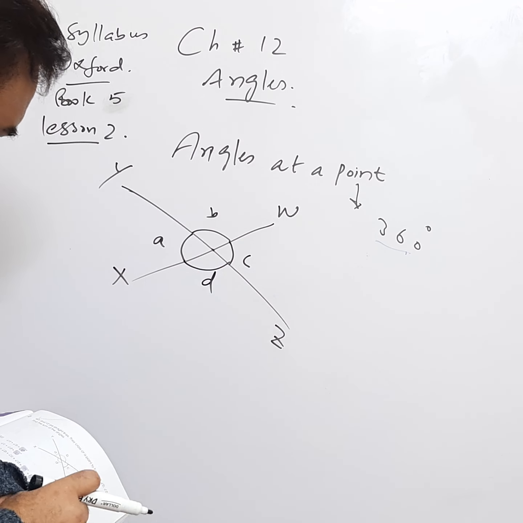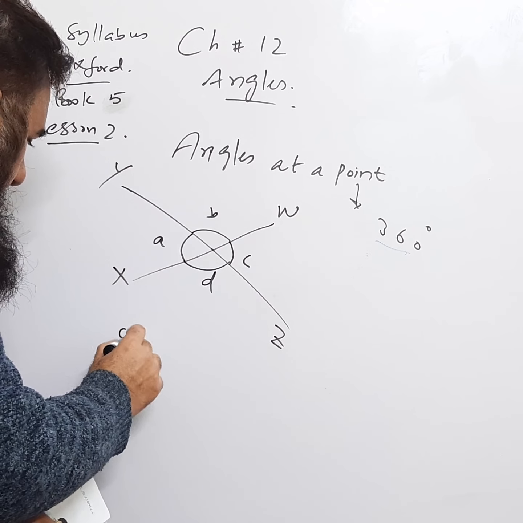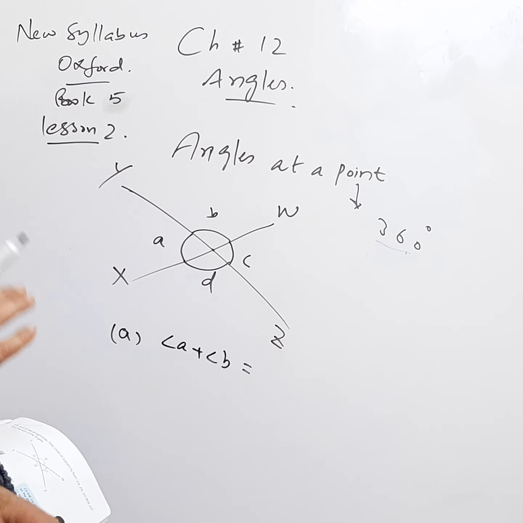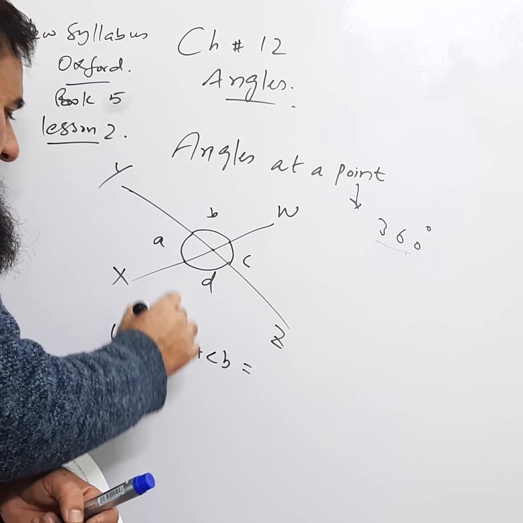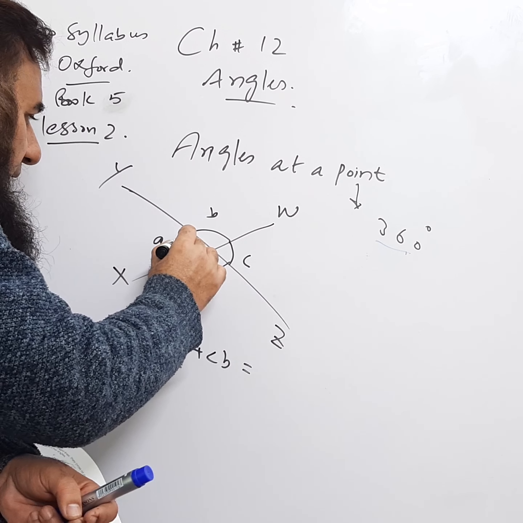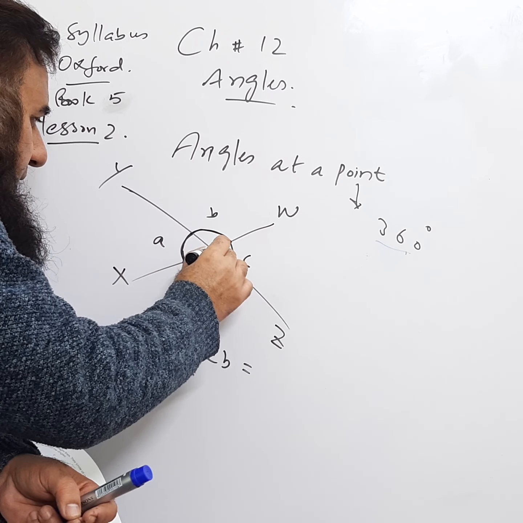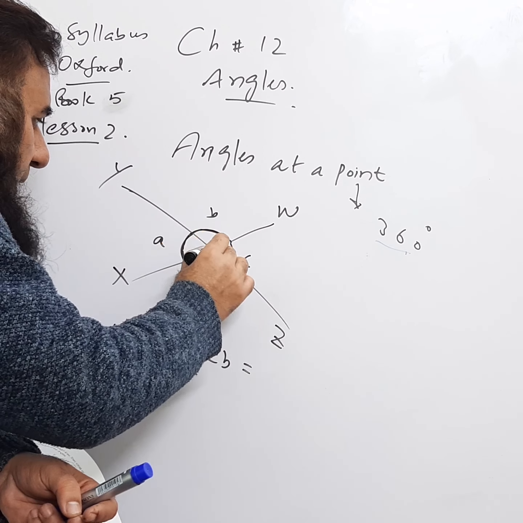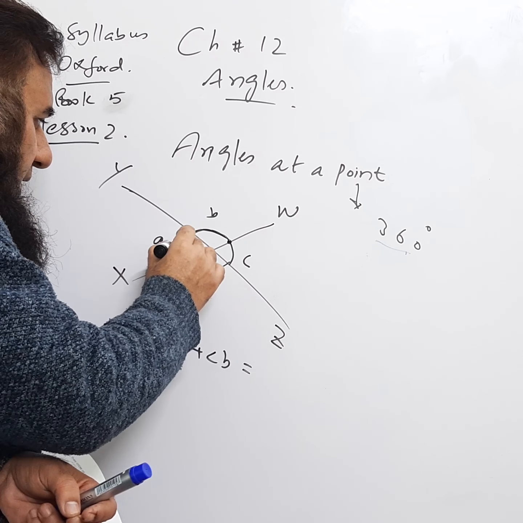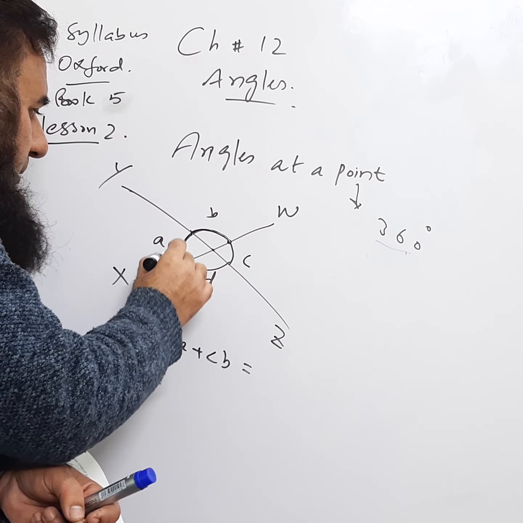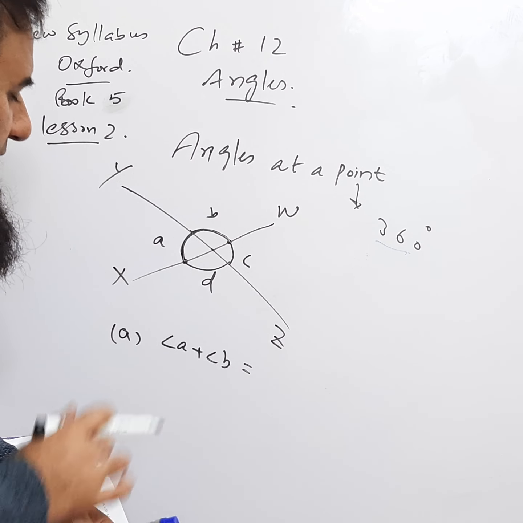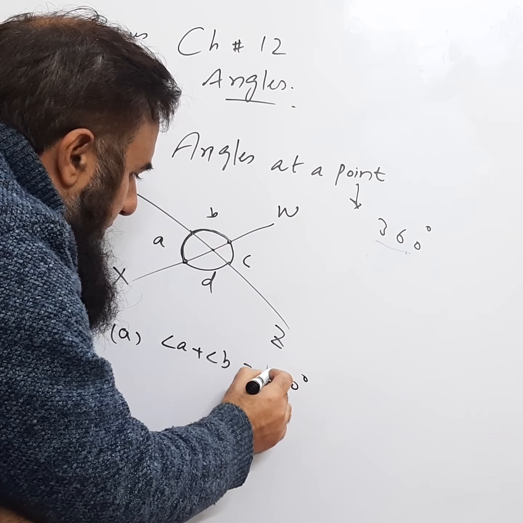They ask, number 1, angle A plus angle B, how much? This is the first question. We see this is angle A, we start from here, and this is angle B, and we stop here. This dark line is A plus B, so it becomes a semicircle. We know that a semicircle is always equal to 180. So this is equal to 180.